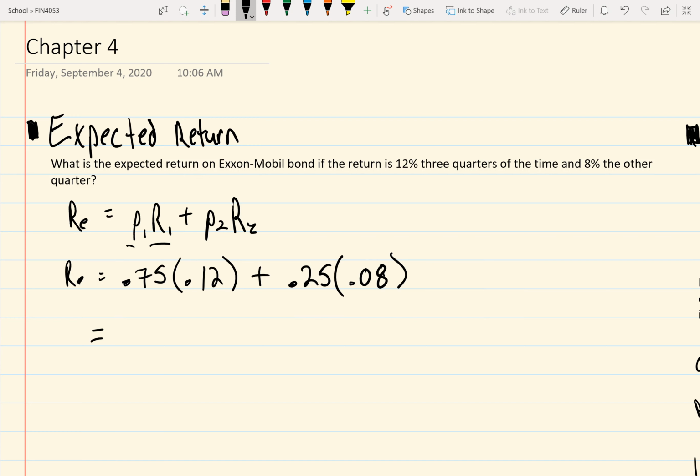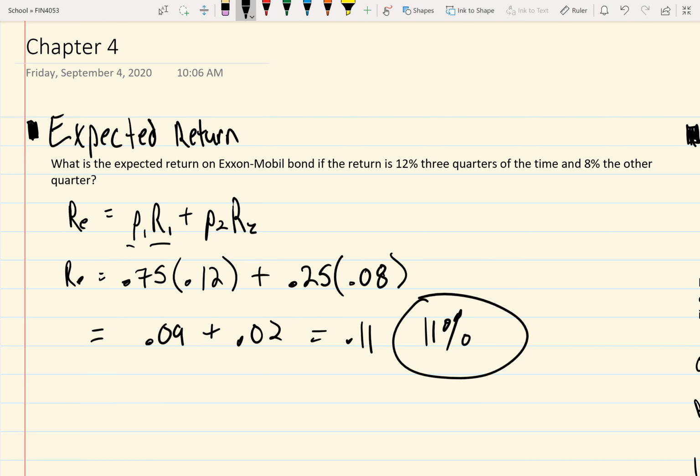This works out to 3/4 of 12 is 9, 1/4 of 8 is 2, so the expected return is 11%. Simple example, I'm sure you've all seen something like that.